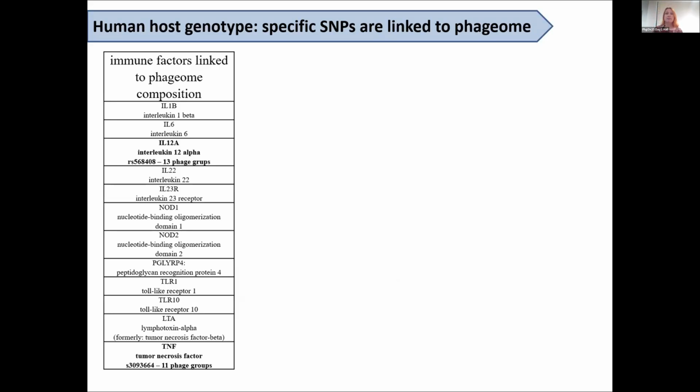As you see, we have here factors that very widely affect the immune system. For instance, interleukin-1, TNF, or pattern recognition receptors, which are present here on the list, demonstrate that phages are sensitive to the immune responses that our body can exert.